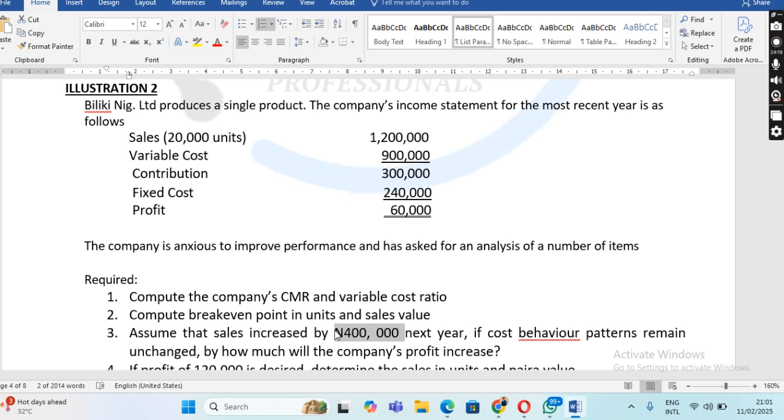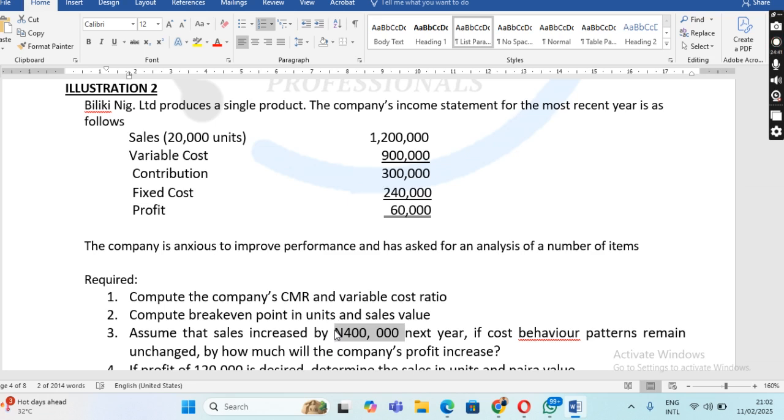Now the question is, when the sales increases to 1.6 million, by how many percent will your variable cost increase? Definitely your variable cost of 900,000 will also increase, by how many percent we don't know. But it will increase.